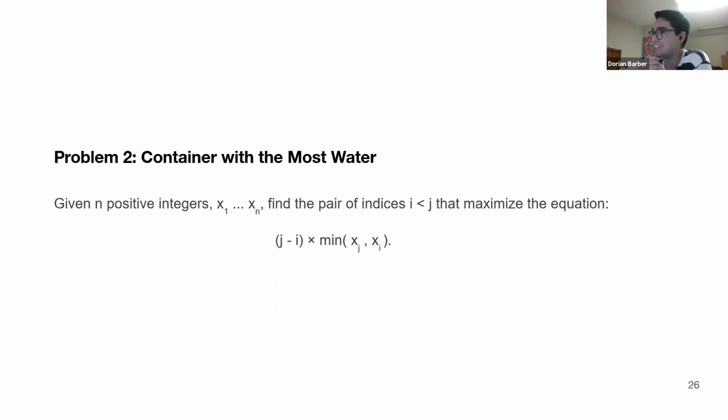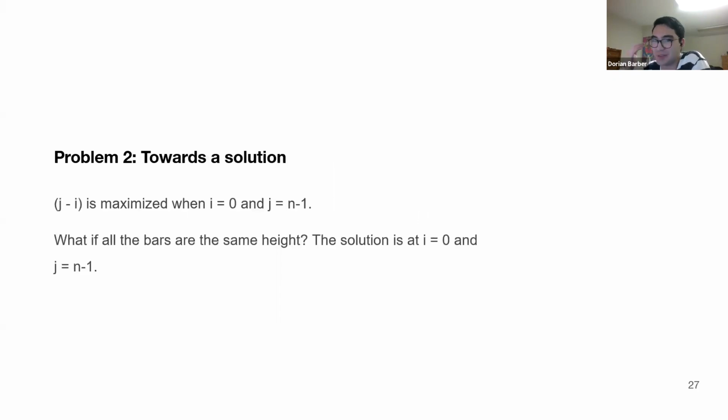Yeah, so it's a little bit unclear, but a really straightforward idea is that since we're computing the area, we can look at some of the terms, and we'll see that j minus i is maximized when i is 0 and j is n minus 1, right? So this is the largest width we could possibly have, because we're spanning the entire array.